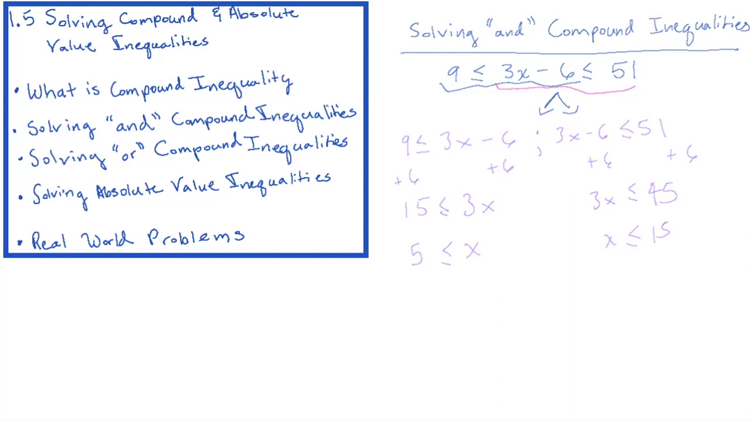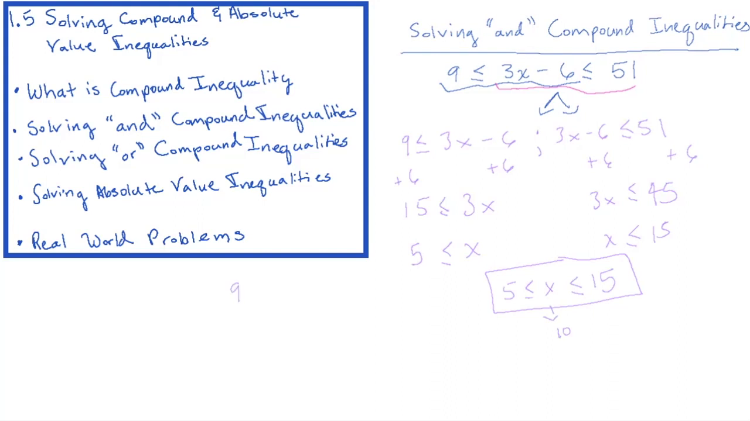So if we put them back together, we can see that x exists between 5 and 15. Now, a way we can check this is by picking a value that's supposedly in there. In between 5 and 15, one of the values is definitely 10. So let's see if it checks out.